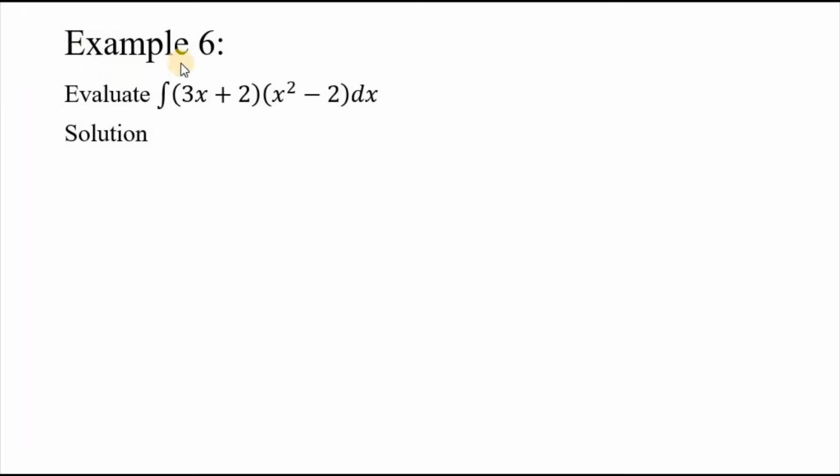Let's look at this example. Example 6, evaluate the integral of (3x plus 2) times (x squared minus 2) dx. Notice here that we have multiplication. We have no rule for multiplication when it comes to integrals, so we will need to actually multiply this out and turn it into a polynomial so we can integrate each term individually using the power rule that we have learned. So to do that, I'm going to multiply these out.